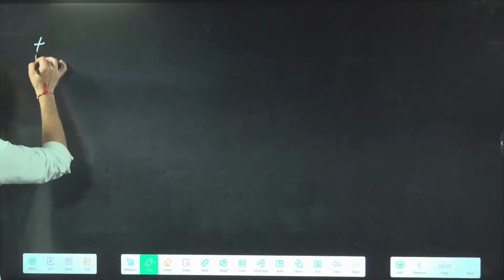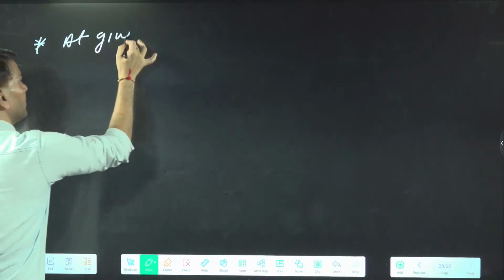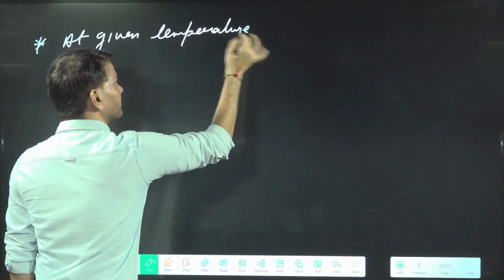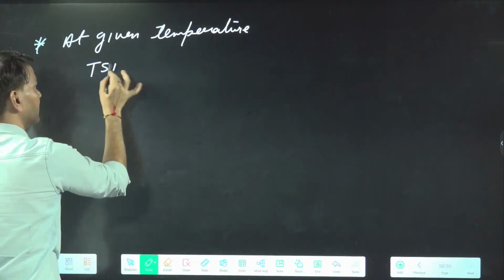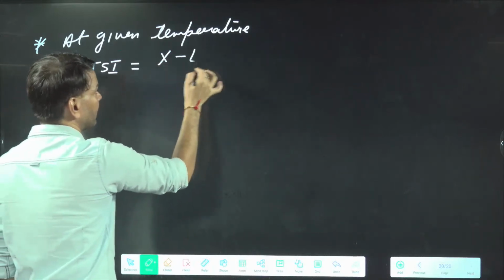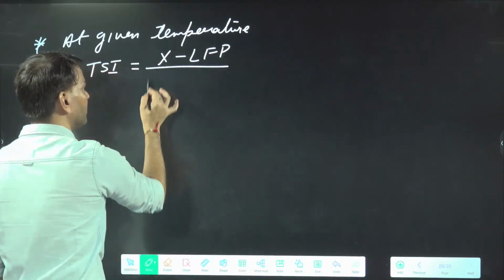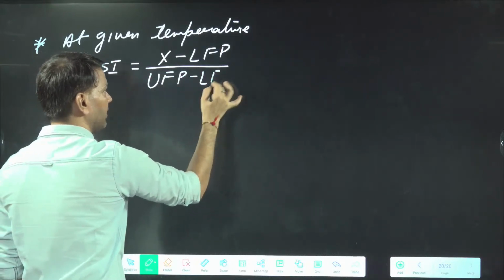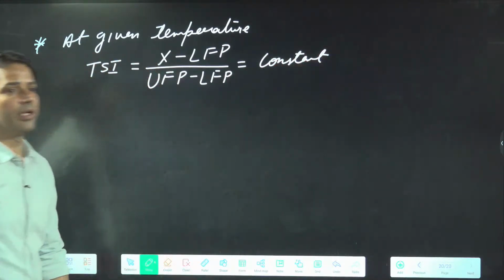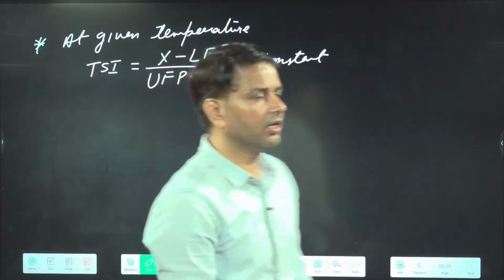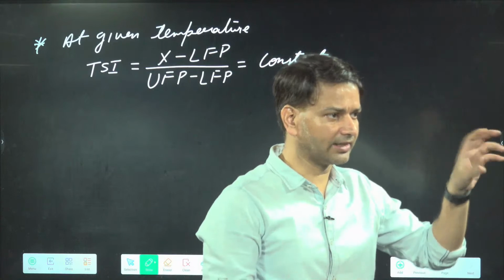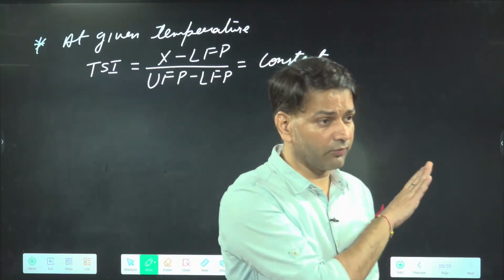How we define that TSI is (X minus LFP) upon (UFP minus LFP), which is equal to a constant for all scales. Means at a given temperature, this thermometric scale identity quantity will be constant or equal for all scales.